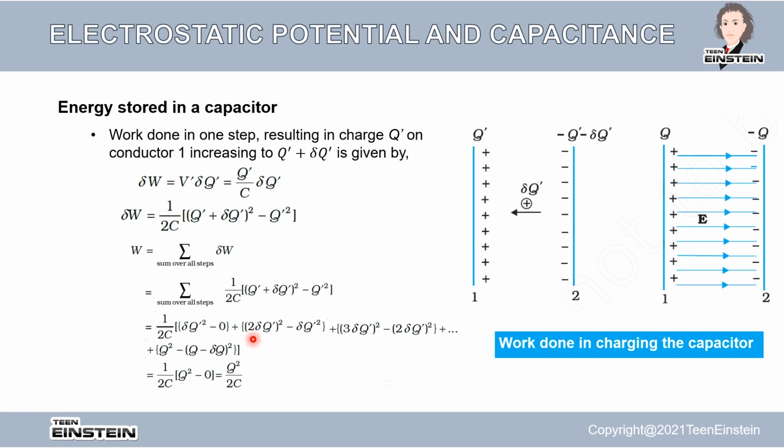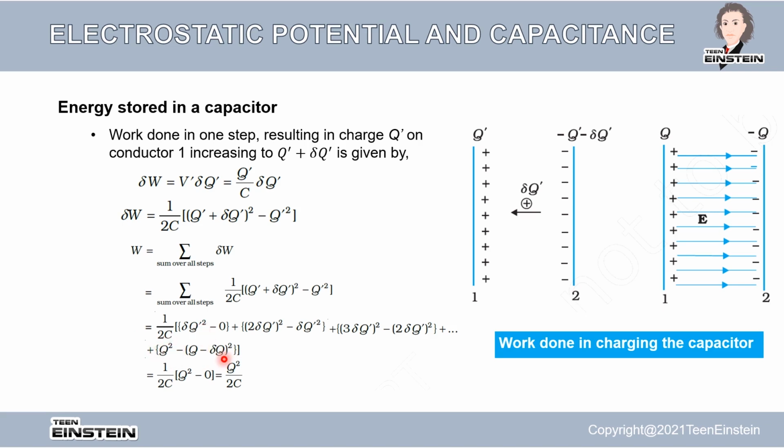And in the next step, there is already a delta q dash charge, so the final charge is going to be 2 delta q dash, and the initial charge is going to be delta q dash. Similarly, in the third step, it is going to be 3 delta q dash squared, and minus the initial charge, 2 delta q dash squared. If you keep doing this, this is the final step. Here, Q minus delta q is the initial charge on the plate, and the final charge will be Q.